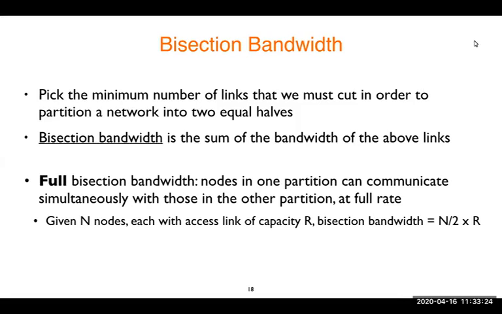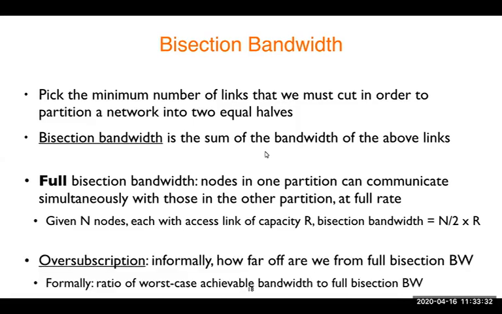Okay, so we would like to have a network that has full bisection bandwidth, because then basically it means anyone can talk to anyone at full access, at full rate, line rate. But in practice, that's incredibly expensive to do.